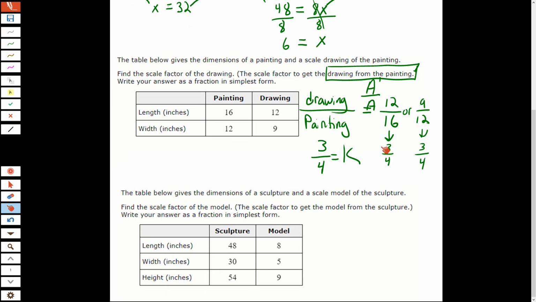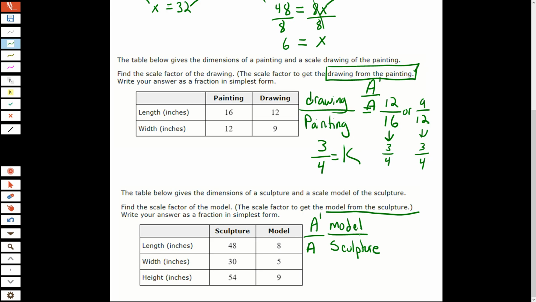All right, next one. The table below gives you dimensions of a sculpture and the scale model of the sculpture. So we're going to, again, find the scale factor. So they want to know the scale factor to get the model from the sculpture. So this time we're going model to sculpture. Again, we're going A prime over A. So which one is going on top? Well, model. That's the copy. And the original is the sculpture.